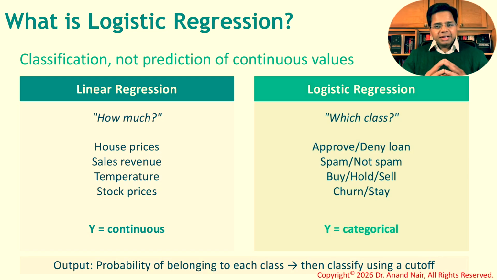Here's the key insight. Logistic regression actually outputs probabilities, not direct class assignments. It says, this customer has a 73% probability of churning. Then we apply a cutoff, like 50%, to make the final classification. Why is this useful? Because sometimes you don't just want a yes-no answer. You want to know how sure the model is. A customer with 51% churn probability is very different from one with 99% churn probability, even though both would be classified as likely to churn.